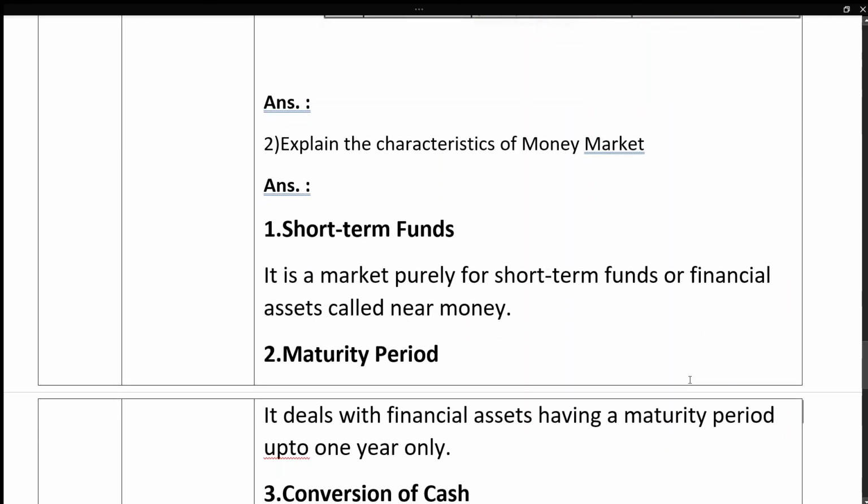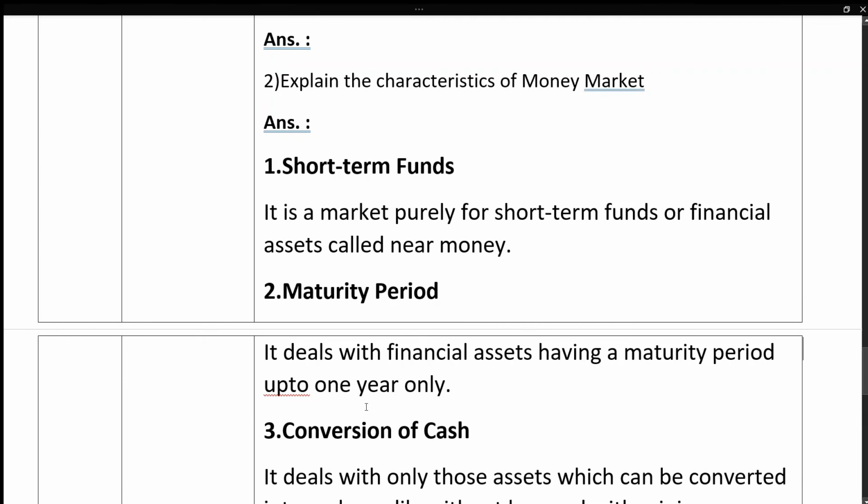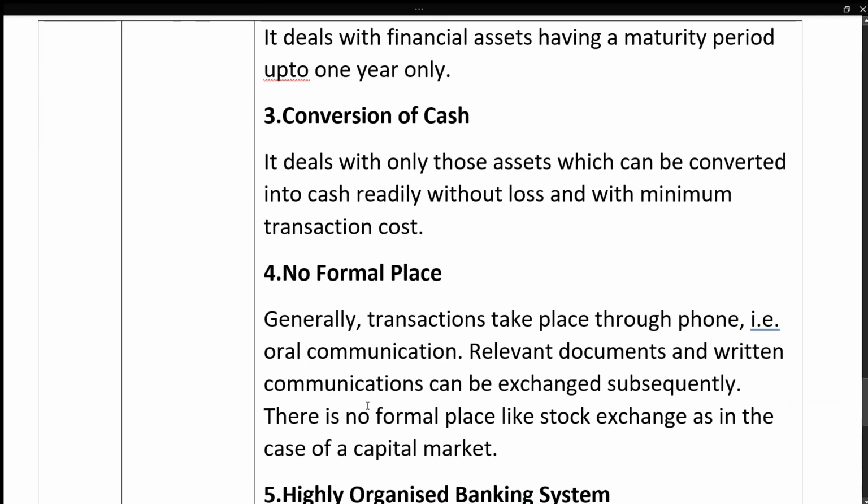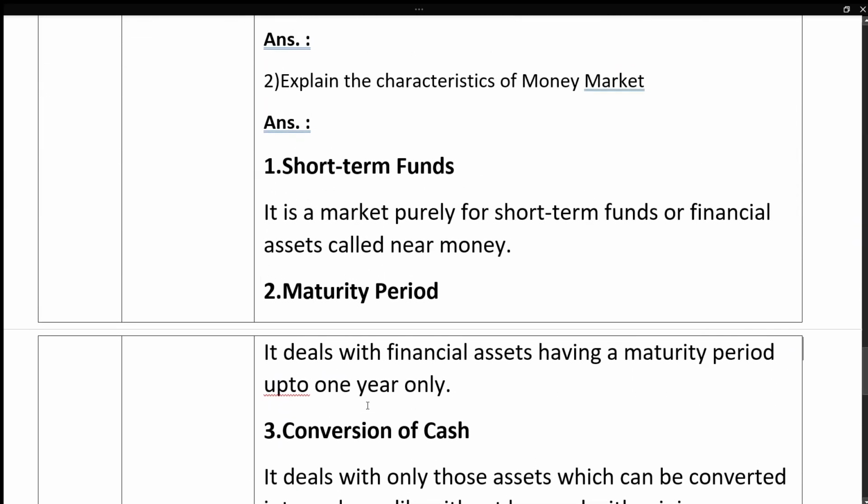Okay, next we'll move to the characteristics of money market. The first one is short-term funds, then maturity period, conversion to cash, then no formal place, and then highly organized banking system. The first one is short-term funds. It is a market purely for raising short-term funds or financial assets called near money. Examples of near money are treasury bills, commercial bills, and certificates of deposit, etc. The maturity period is always less than a year, up to 1 year.